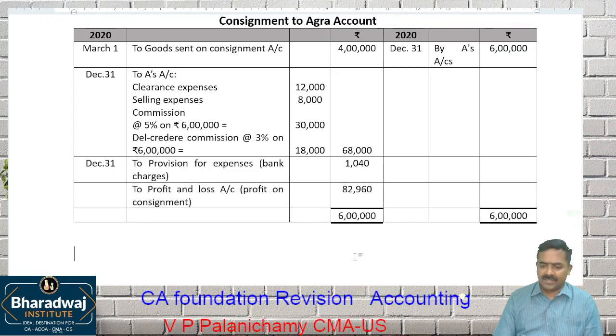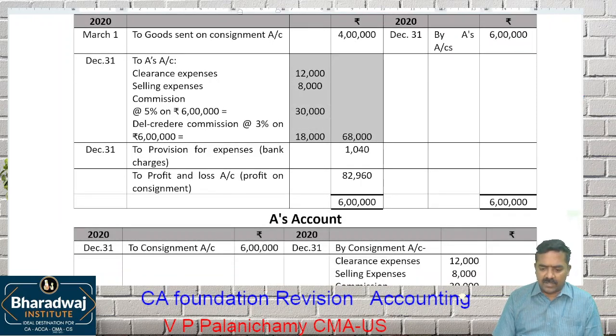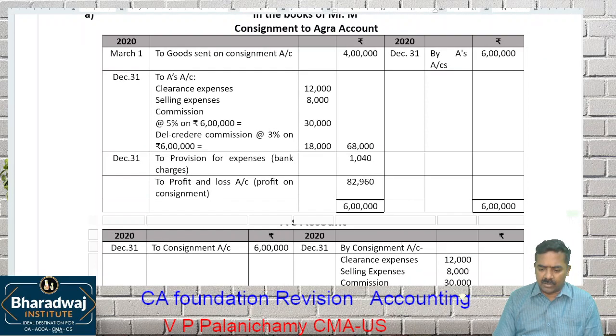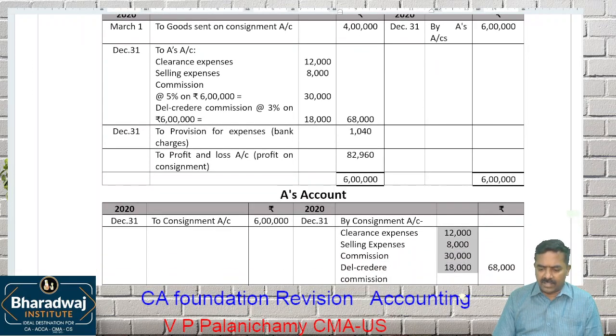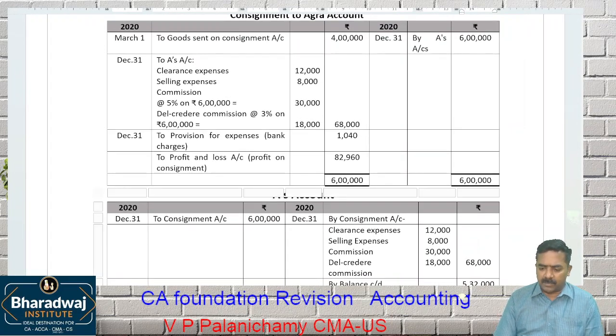That's all. Then you have to prepare which account? The consignee's account. If you prepare it, to consignment account for the sale 6 lakhs. All these things will come on the credit side. By consignment account for which one? And the clearing charges, selling commission, del credere commission, all of that, the balance he has to pay. How much he has to pay? 5,32,000. Who has to pay? Consignee has to pay.